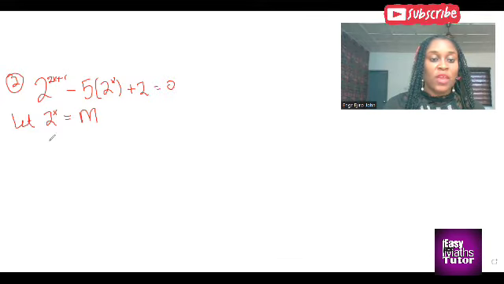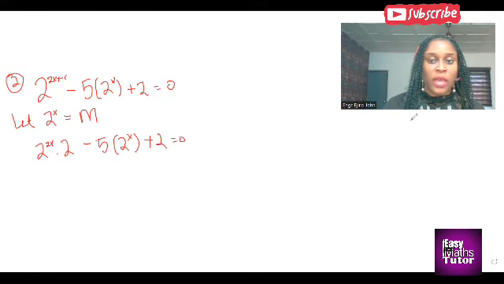So we're going to create 2 raised to power x in this equation and substitute them. All right? So we say 2 raised to power 2x times 2 minus 5 times 2 raised to power x plus 2 equal to 0. Now on the side, 2 raised to power 2x plus 1.